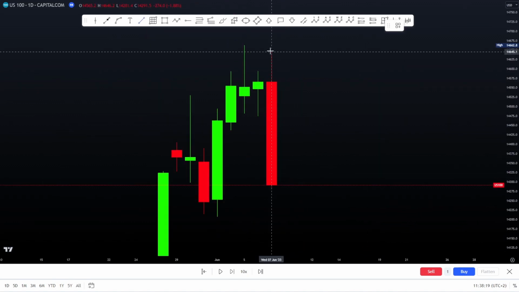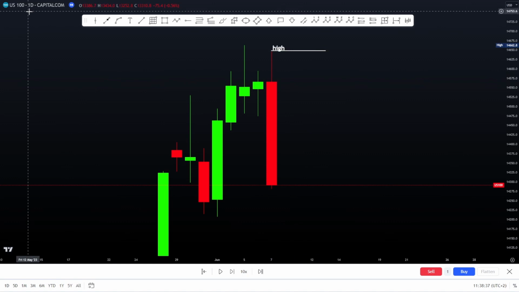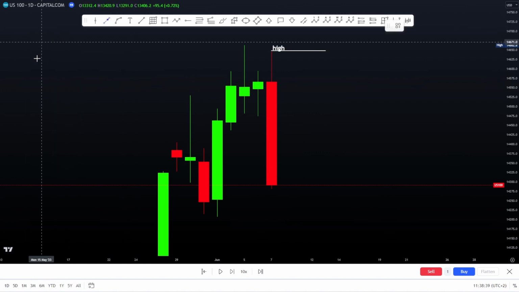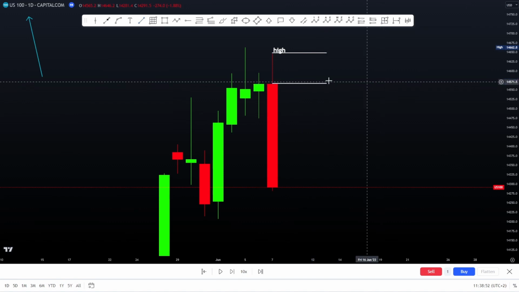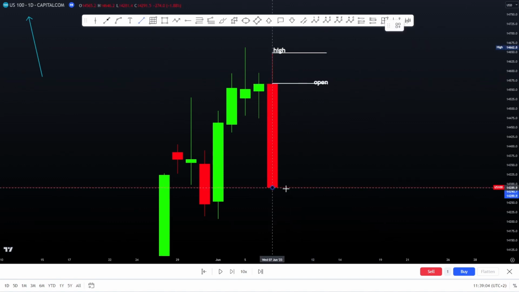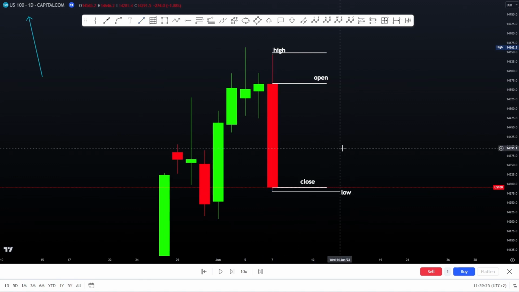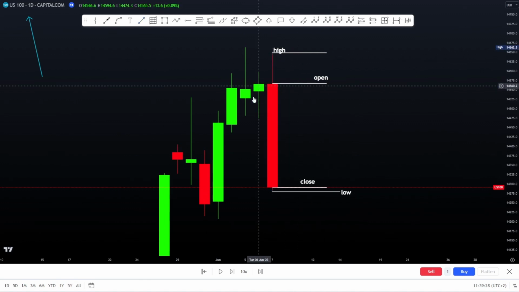As you can see, this is the daily time frame. We have a high, we have an open here, we have a close around this area, and then we have a low of the day. This is the candlestick explanation from this area.